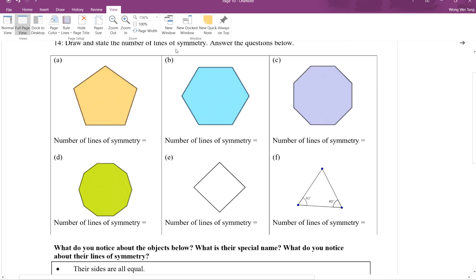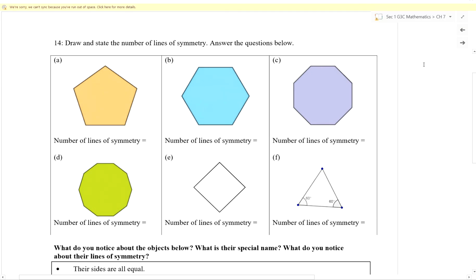So we have been dealing with regular polygons over the past few days. Now we are going to look at the number of lines of symmetry for regular polygons. Okay, please include these words at the top. Let's try part A. How many lines of symmetry do you see? Can you find?